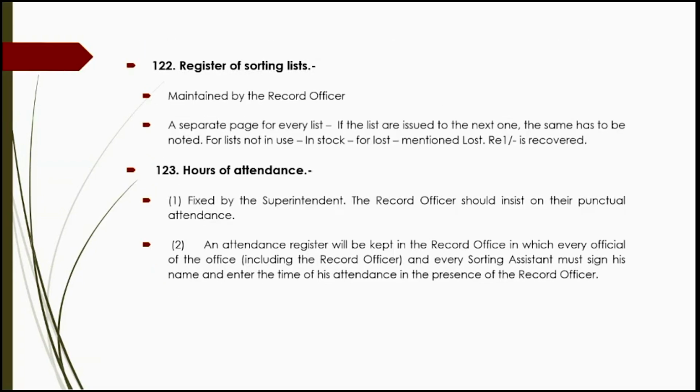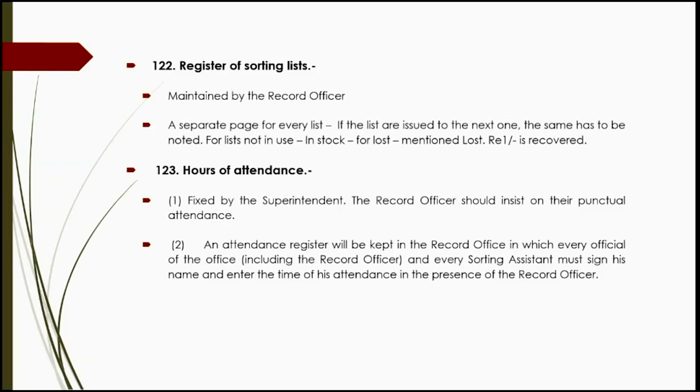Next is 122, register of sorting list. What do you mean by register of sorting list? The sorting list will differ from set to set also. So this sorting list needs to be maintained for different kinds of set, and if it is changed, everything has to be recorded. There will be a register, and for each sorting list, a separate page is assigned in this register. If the same list is going to be used by the next set of people, that will also be noted.